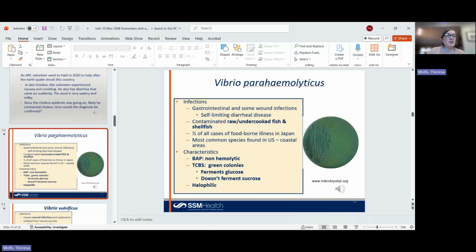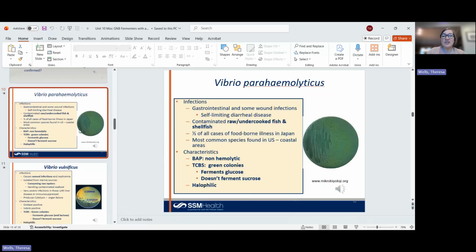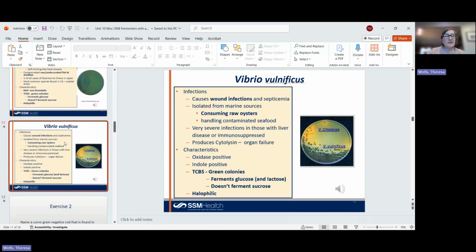The two other species, Vibrio parahaemolyticus, causes a GI infection. Vibrio vulnificus, we've talked about that a bunch of times, causing really serious wound infections. And because of the cytolysin present, it can lead to organ failure and death.